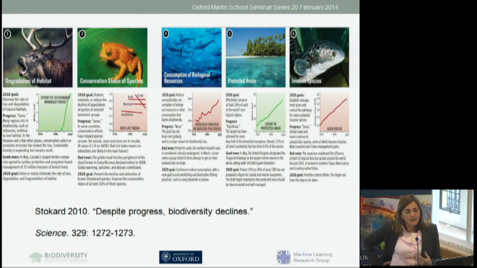So you wouldn't be wrong in thinking that the story or the line you often see for biodiversity is very gloomy, that despite progress over the last 20 years, there is a large decline in global biodiversity, and this is of concern to many, particularly to conservation biologists.